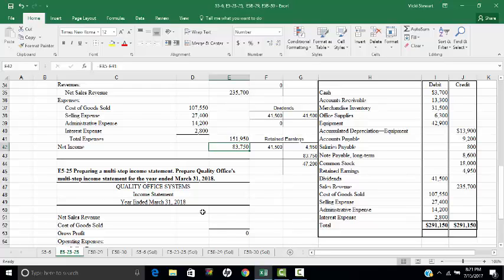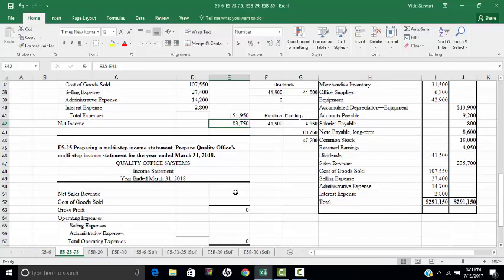In exercise E5-25, it says to prepare a multi-step income statement for Quality Office as of March 31st, 2018. So now we're going to do it with a multi-step instead of a single step.